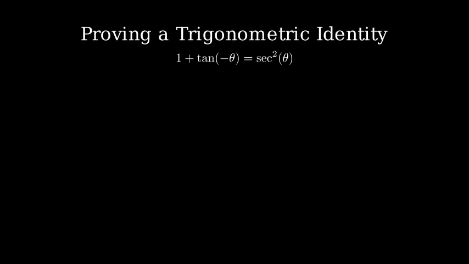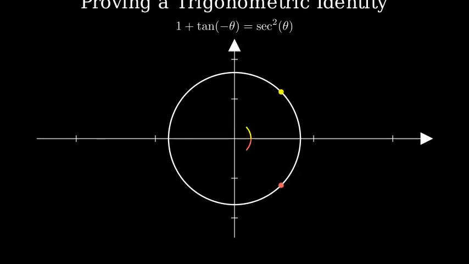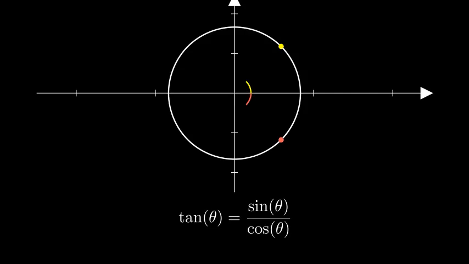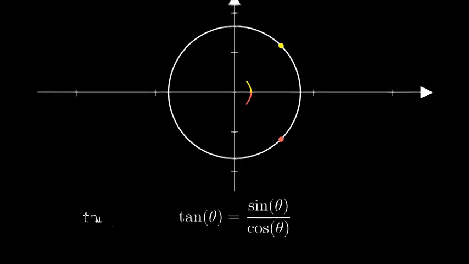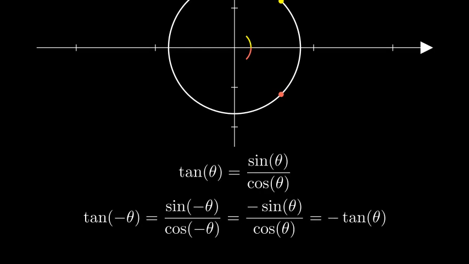Let's start by recalling what tangent of negative theta means. On the unit circle, when we negate an angle, we reflect the point across the x-axis. Remember that tangent is defined as sine over cosine. When we negate an angle, sine changes sign, but cosine remains the same. Therefore, tangent of negative theta equals negative tangent of theta.